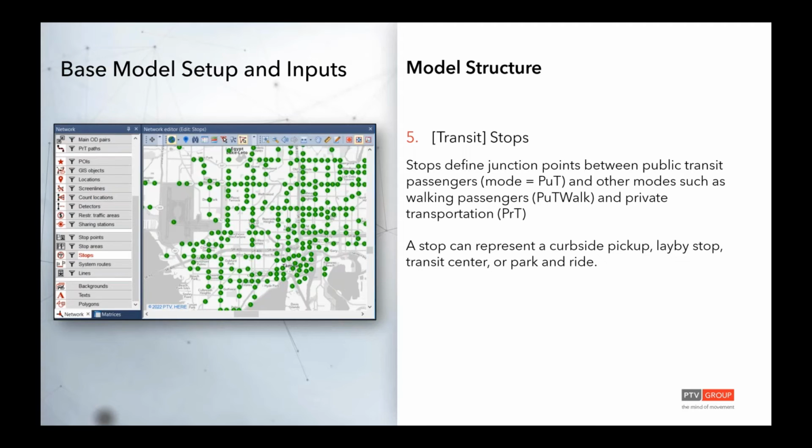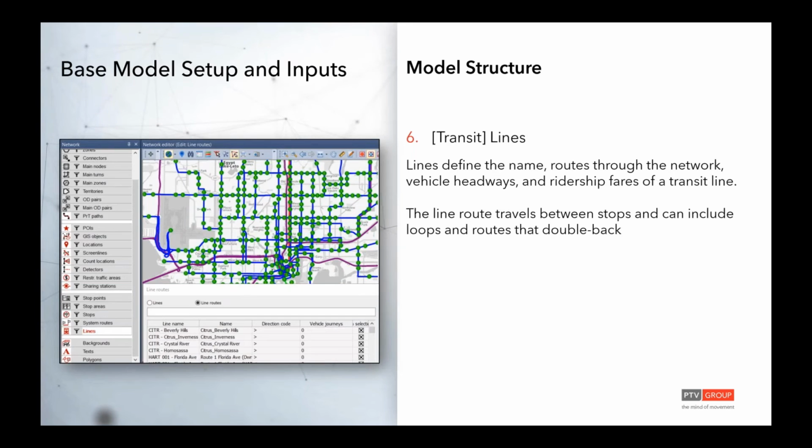A stop doesn't have to be a physical bus stop. It could be a transit center. It could be a park and ride. It could be a curbside pickup. It could be various objects. Once we have the stops in place, we then overlay transit lines that then service these stops. And we're going to have an opportunity to build out a new transit line in tomorrow's session.